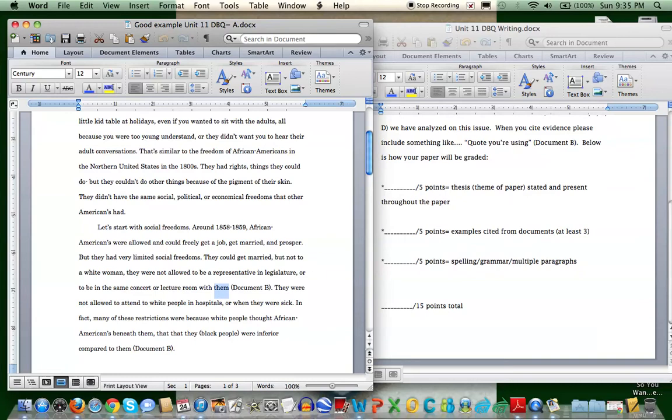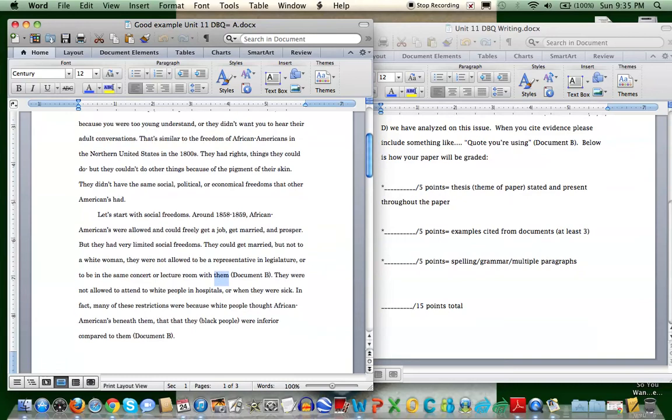Then tell me that it's the whites. Still though, I can see where this person's going, and this is a correct way to document. The correct way to cite. They talk about all the things that document B said, and then they cite document B.